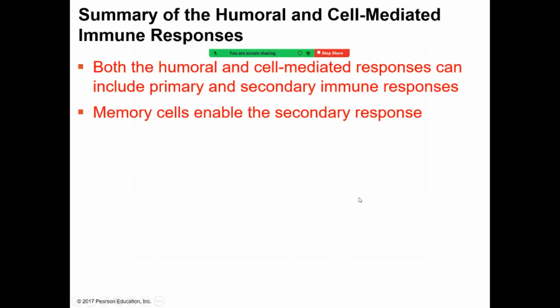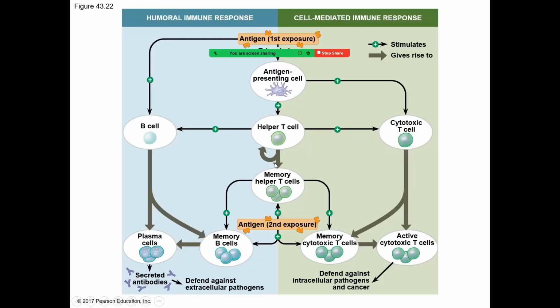All right. So what we saw is that both the humoral and the cell-mediated responses can include primary and secondary immune responses, and we know that those memory cells will enable the secondary responses that we see. This is a nice summary slide looking at how the two sides work together. So remember, we're talking about the adaptive immune system here. It's got the humoral immune response side and our cell-mediated immune response side.